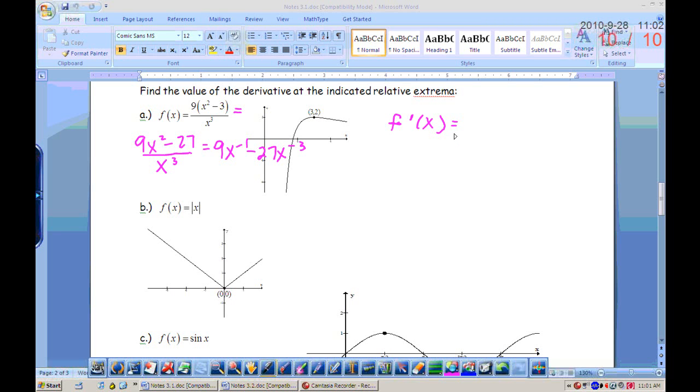So therefore, f prime is negative 9x to the negative 2 plus 81x to the negative 4. And f prime of 3 is going to be negative 9 over 3 squared, which is 9, plus 81 over 3 to the 4th, which is 81. So sure enough, it equals 0.